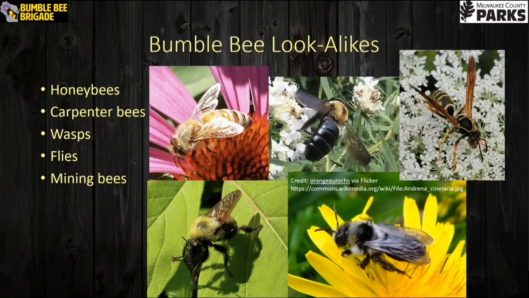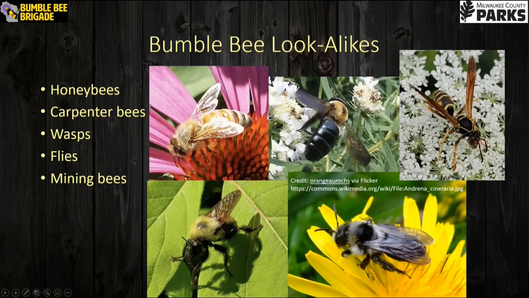So here are some species that you should try not to get fooled by that can look similar to bumblebees or can even go masquerading as them. Honeybees are generally going to be thinner looking than bumblebees and have less hair. Carpenter bees are going to have this really shiny abdomen, and that's the best way to distinguish them from bumblebees.